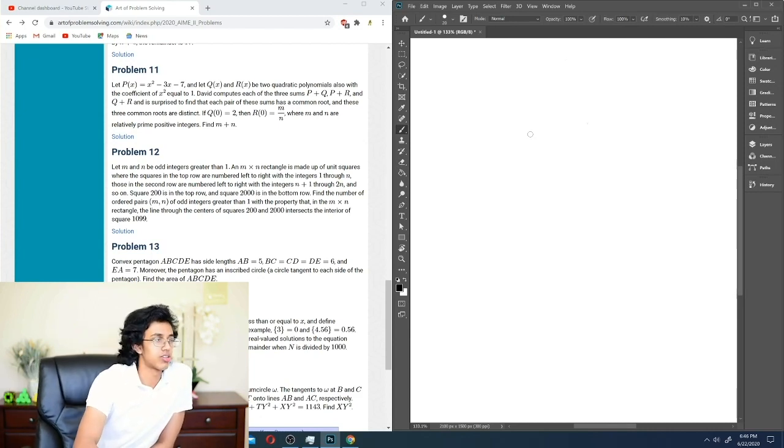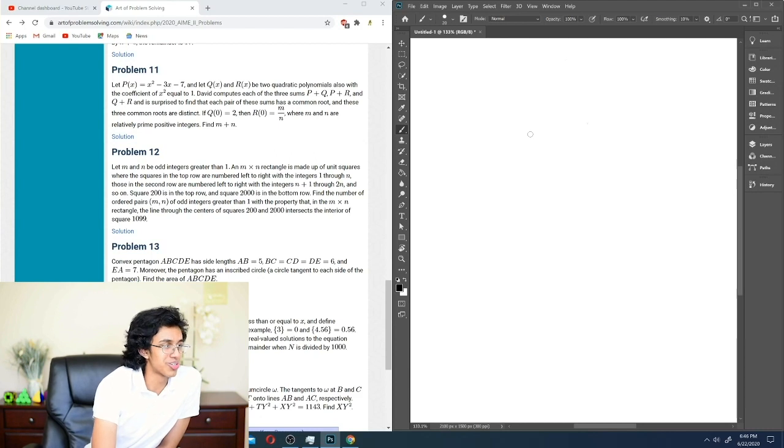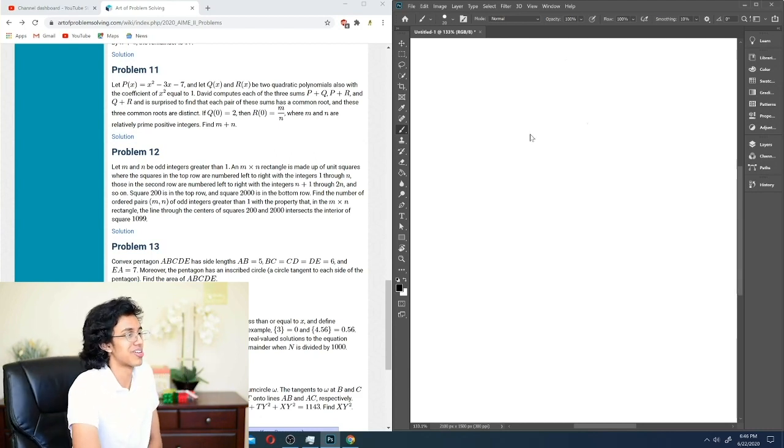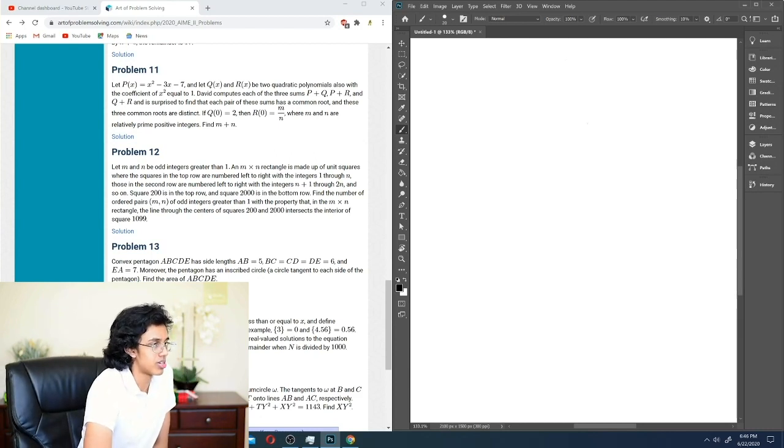Okay, let us attempt number 12, but on the actual competition, I looked at it and I got scared because it's like pseudo-geo or something. So why don't we try it? Okay. So m and n are odd integers greater than 1. An m by n rectangle made up of unit squares. And you got a bunch of stuff. So basically, you're trying to find the number of ordered pairs such that in this m by n rectangle, the centers of these two squares intersects the interior.